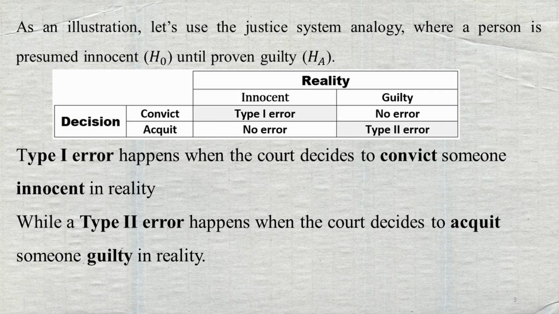As an illustration, let's use the justice system analogy, where a person is presumed innocent, H0, until proven guilty, HA. Type 1 error happens when the court decides to convict someone who is innocent in reality, while a Type 2 error happens when the court decides to acquit someone who is guilty in reality.